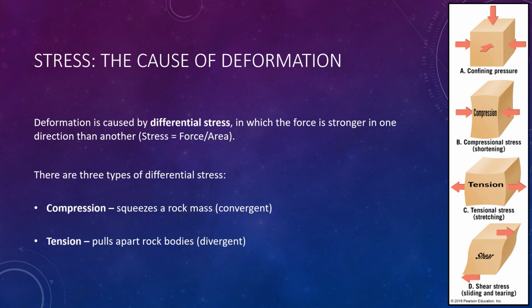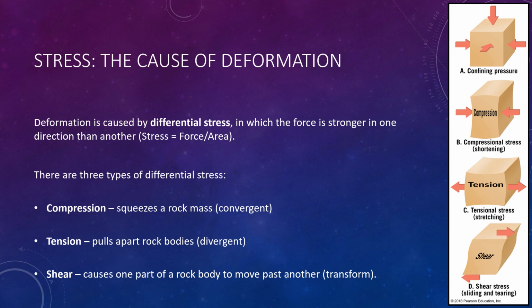Differential stress that pulls apart rock bodies is known as tensional stress. Along divergent plate boundaries, where plates are moving apart, tensional stresses stretch and lengthen rock bodies horizontally, but thin them vertically. For example, in the Basin and Range province in western North America, tensional forces have fractured and stretched the crust as much as twice its original width.